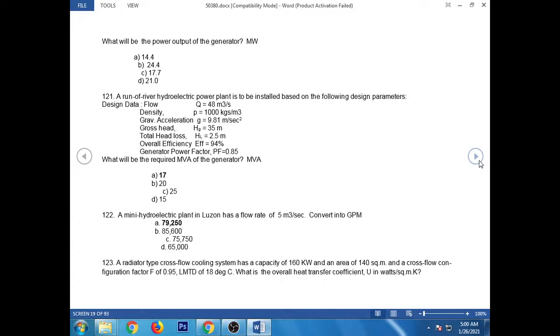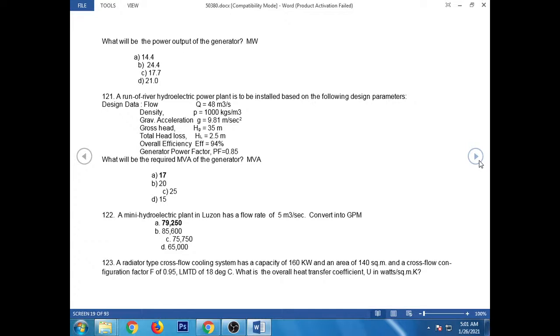17 MVA. A mini hydroelectric plant in Luzon has a flow rate of 5 m3 per second. Convert into GPM. 79,250.